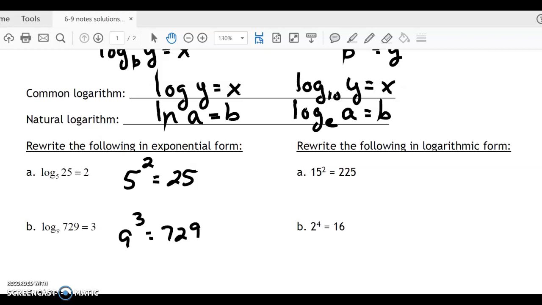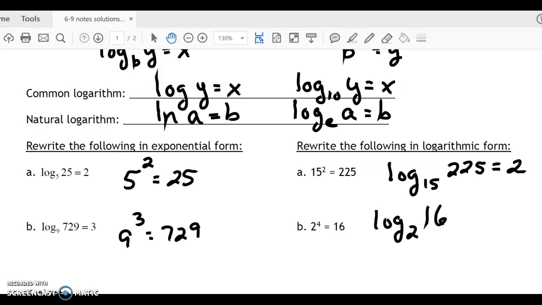In the second section, rewrite the following in logarithmic form. We would say the base is 15. So we're going to write the base with the log. We're going to take the argument, which is 225, and we're going to write it on the left side. And we're going to say that's equal to where the exponent was. Part B, 2 to the fourth equals 16. Again, the base is 2. So we write log base 2 of 16 equals 4.